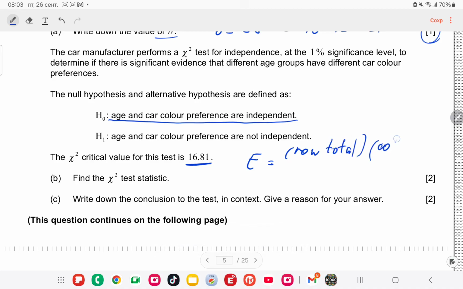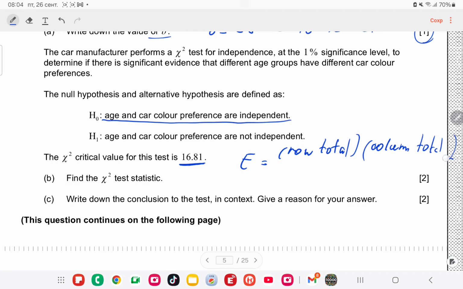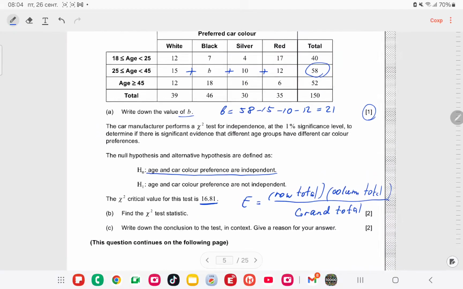And the formula for the expected frequency is row total multiplied by column total, and divided by grand total. So for this case it's row total.